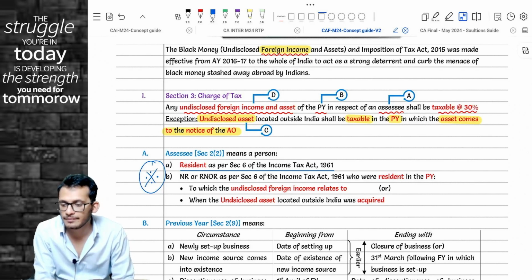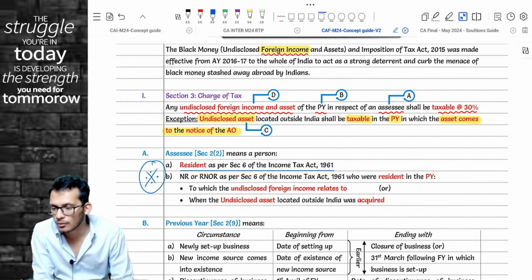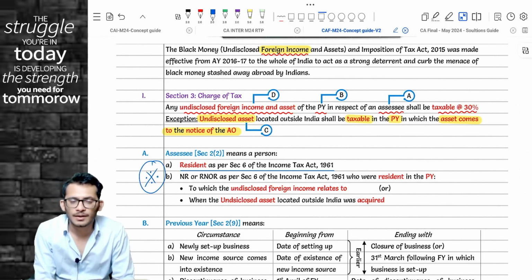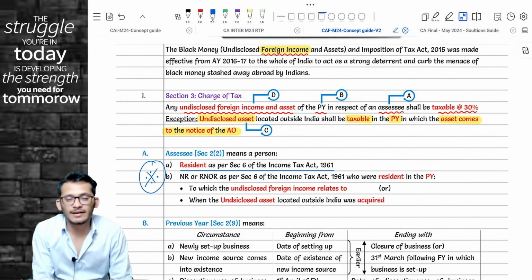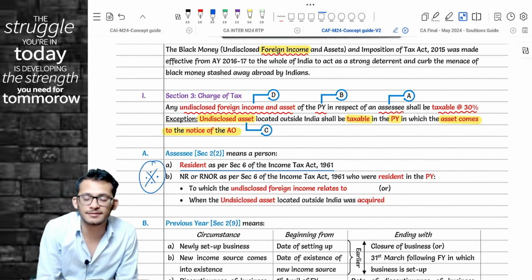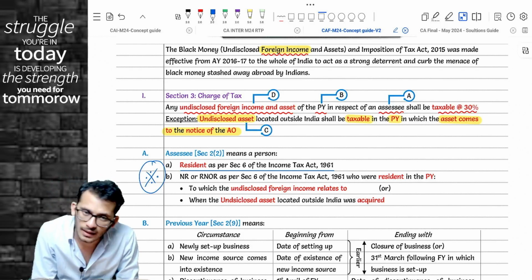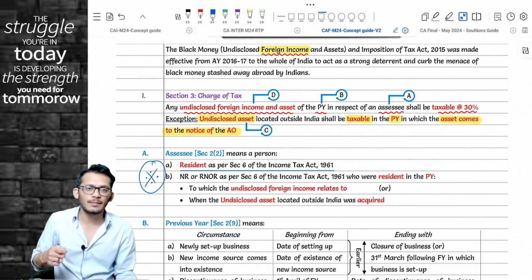Can he tax me? No, he cannot tax me. Yes or no? Now, because he cannot tax me, have I avoided taxes? I have avoided taxes. But technically, think about it.